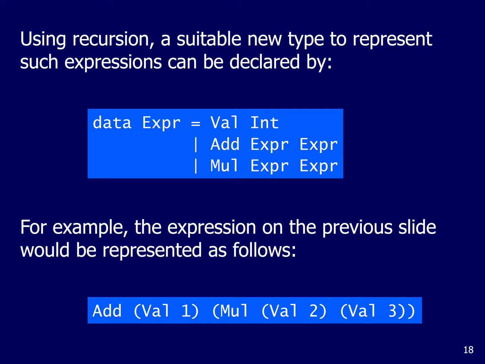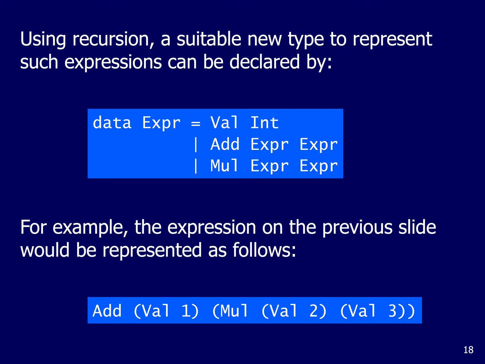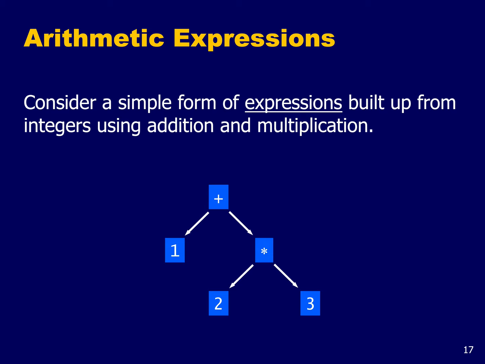So we're declaring a new data type called Expr, and it's got three constructors. We have the Val constructor, which takes an integer as a parameter. That corresponds to the numbers 1, 2, 3, which we have in the tree here. We can use Val to build those. Then we have an Add constructor, which takes two sub-expressions as parameters. And we have a Mul constructor, which also takes two sub-expressions as parameters. Again, the Add and the Mul constructors are going to correspond to the addition and multiplication operators, which we have in an example like this one.